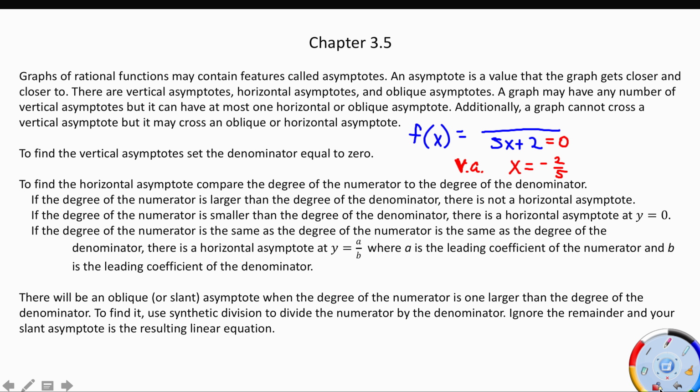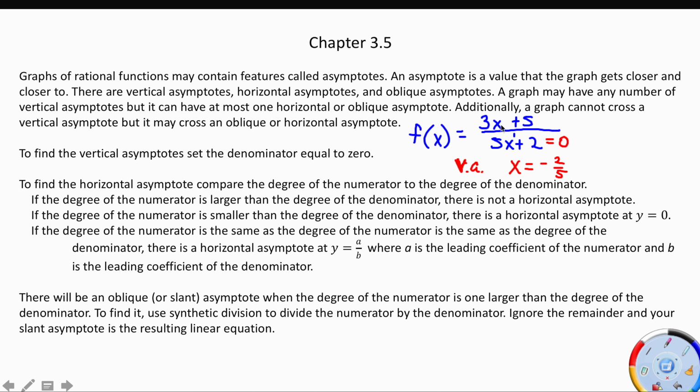To find the horizontal asymptotes, I'm going to compare the degree of the numerator to the degree of the denominator. The degree of the denominator is 1. If the degree of the numerator is larger than the degree of the denominator, there is no horizontal asymptote. So in this case, the degree of the numerator is larger than the degree of the denominator, so no horizontal asymptote.